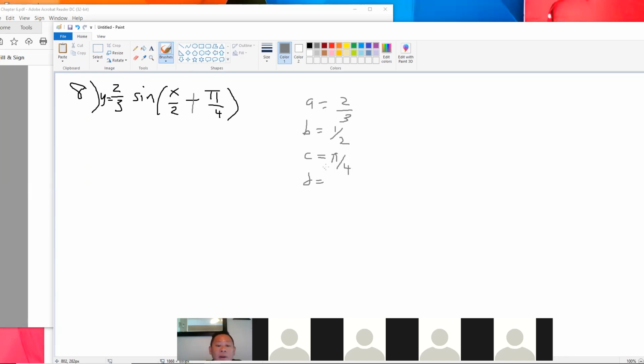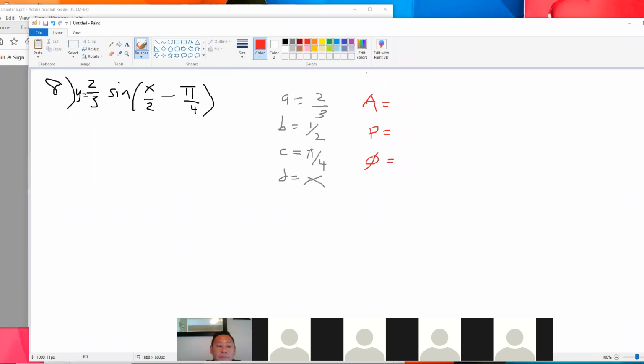If you have a positive, it's negative. Okay. Do we have a D in this case? No. We don't have a D. So this is the first thing you need to tell me. And then I will also ask you for amplitude, period, and phase shift. So what is your amplitude in this case? Absolute value of A. So it will be just 2/3.